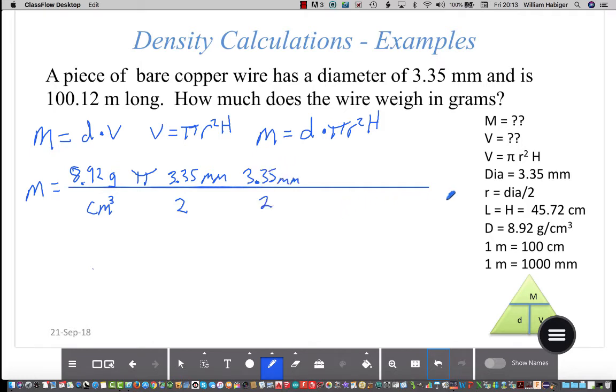Now we could have avoided that by calculating our radius over off this side and showing that work. We have to show that work. You can't just do it. Then we're going to multiply it by the height. So that's our length. So that's 100.12 meters.